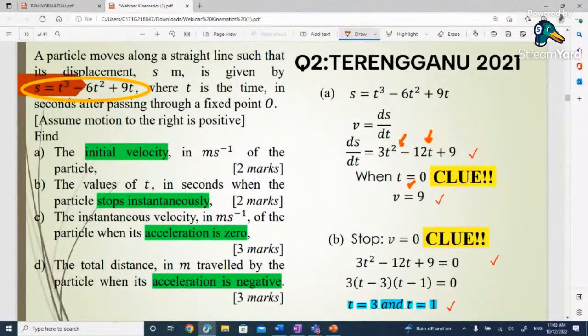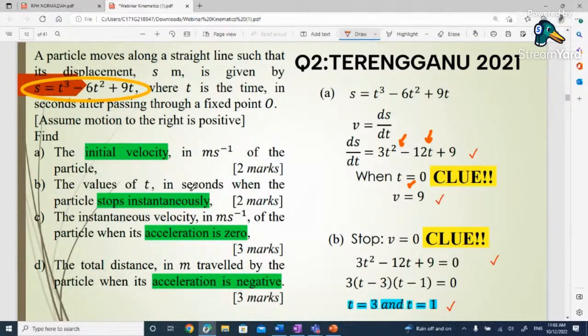Lepas tu B. B kita ada the values of T in seconds when the particle stop instantaneously. What does that mean? Kalau dia tiba-tiba stop instantaneously, it's like when that particle is moving and then it stop. Kalau dia dah stop, from moving to stop, maksudnya velocity dia is equals to 0. So the clue is V equals to 0. So kita put 3t square, tadi kita dah dapat. Function of V, 3t square minus 12t plus 9. So kita equates to 0.